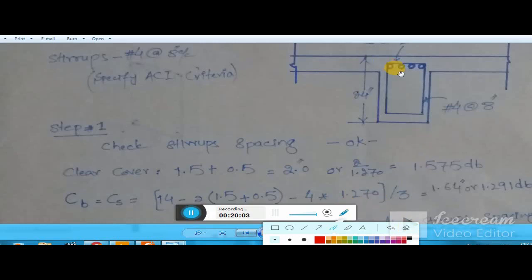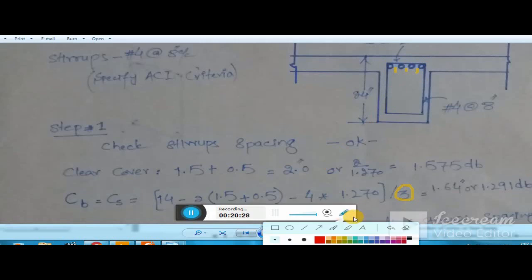Now, you see, we have three spacings. As you see here, spacing number 1, spacing number 2, and spacing number 3. That's why we divide it by 3. This means that CV is the clear spacing in between these bars, amongst these bars.